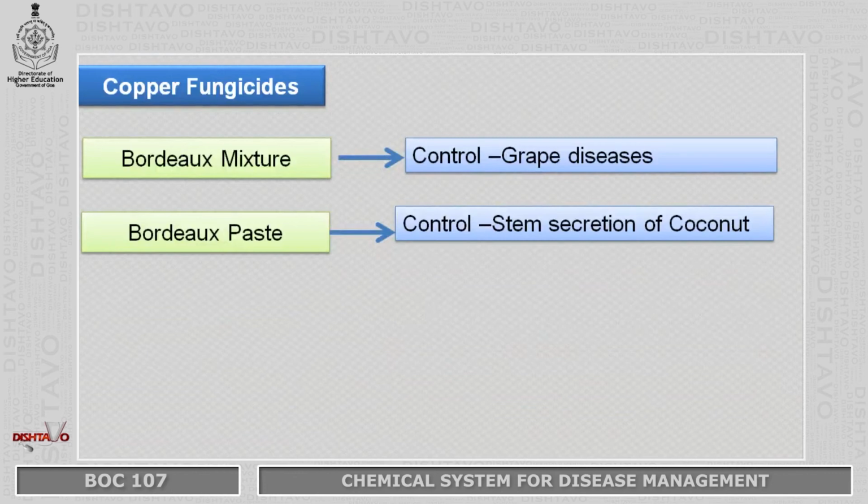Next we have copper fungicide. Under that, two important ones are Bordeaux mixture. This is mostly used to control the grape diseases. Then we also have Bordeaux paste, which is used to control the stem bleeding of coconut.